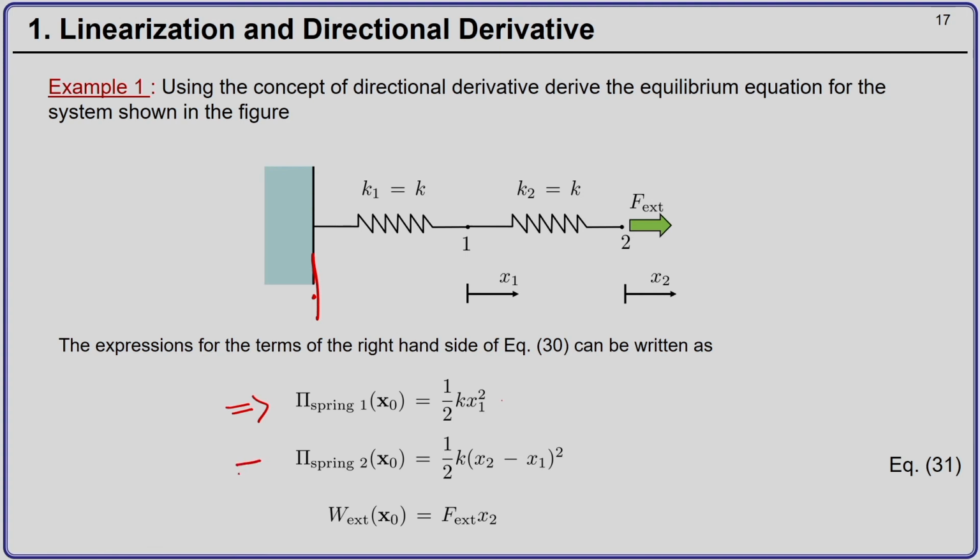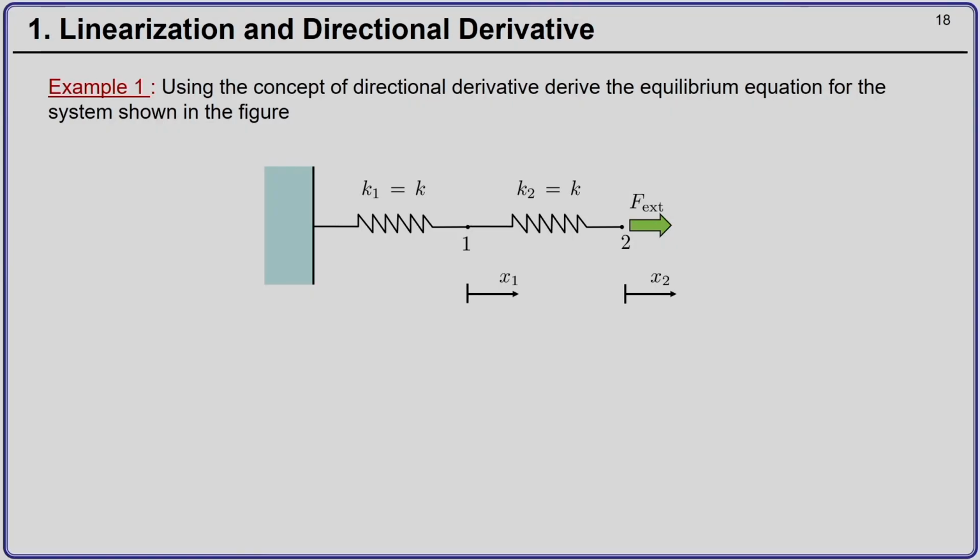Now, the potential energy of spring 2 will be half k and the displacement square. The displacement of spring 2 will be x2 minus x1. So, you have half k (x2 minus x1) the whole square, and the work done by the external forces will be F into x2. Now, you can substitute equation 31 in equation number 30 and you can get the explicit expression for the potential energy of the system.